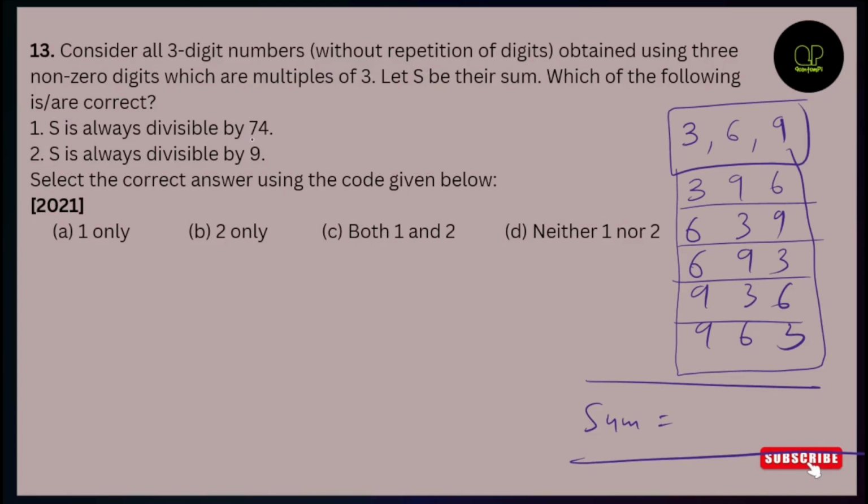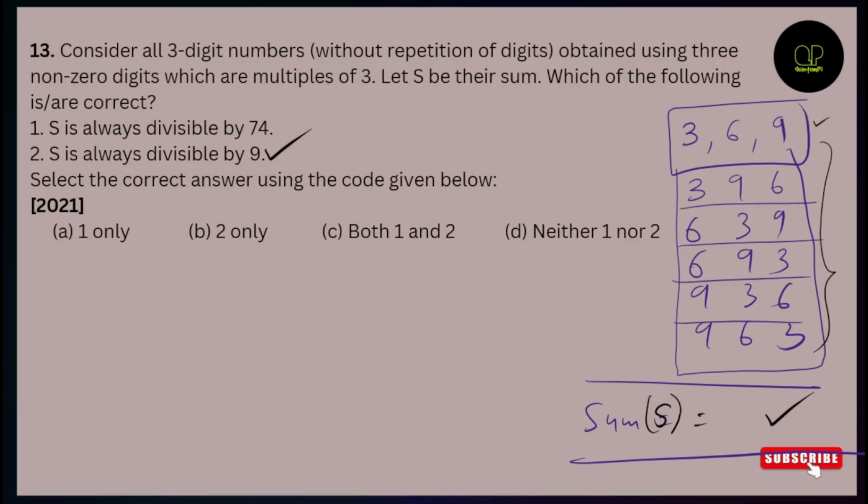S is always divisible by 74 and S is always divisible by 9. If I look into this, the sum of digits 9 plus 6 and 3 is 18, right? So this number is definitely divisible by 9. Every sum is 18, so every one of these numbers is divisible by 9. So even if you add all this, the sum is also divisible by 9. So your statement 2 is absolutely correct. Now we have to check statement 1.